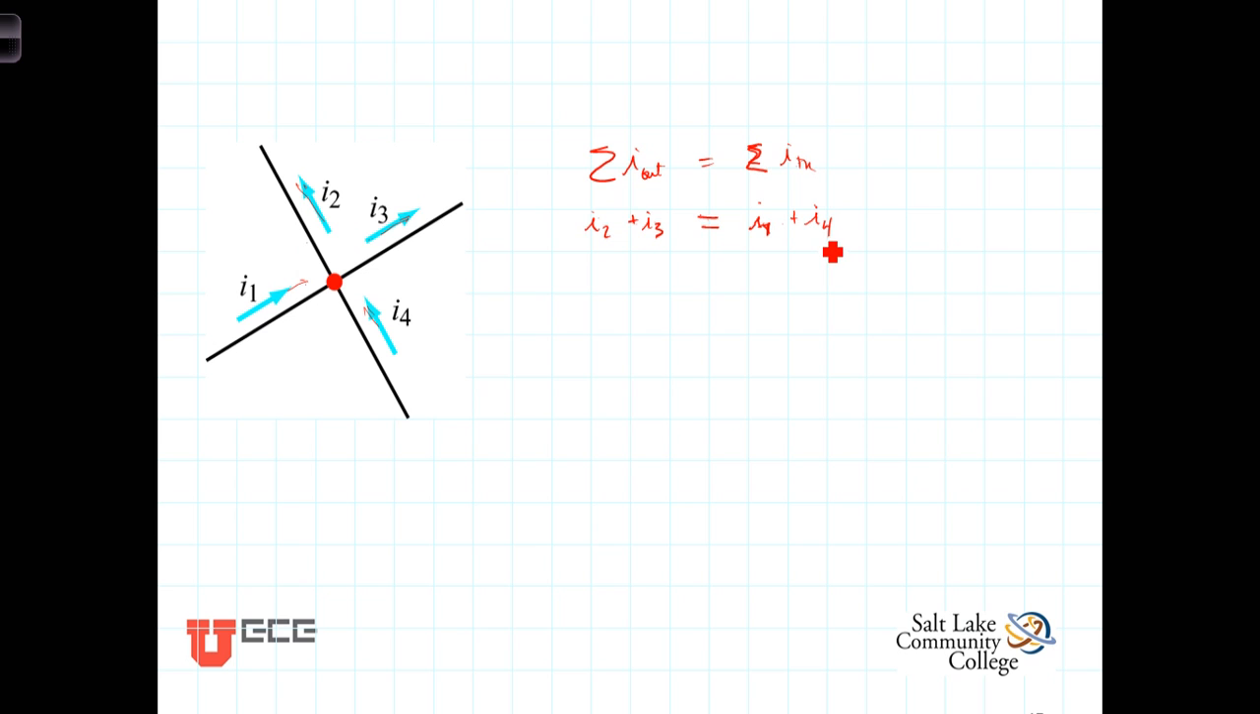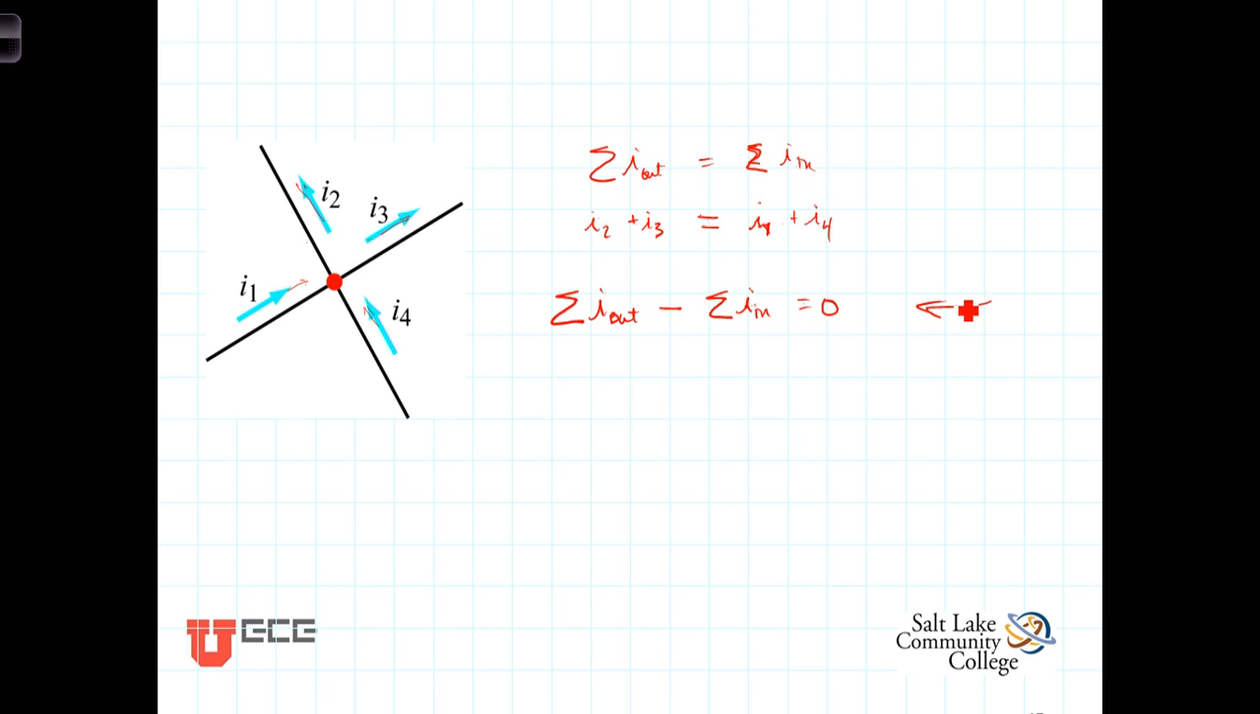Another way of stating this Kirchhoff's law that may seem confusing at this point, but will make life a whole lot easier when we get into more complicated circuits, is to say that the sum of the currents leaving minus the sum of the currents entering must equal 0. And this is typically the way Kirchhoff's current law is stated, that the sum of the currents leaving a node must equal 0.